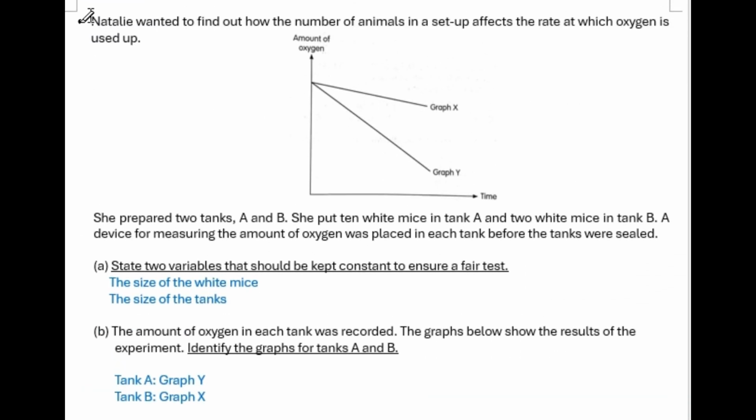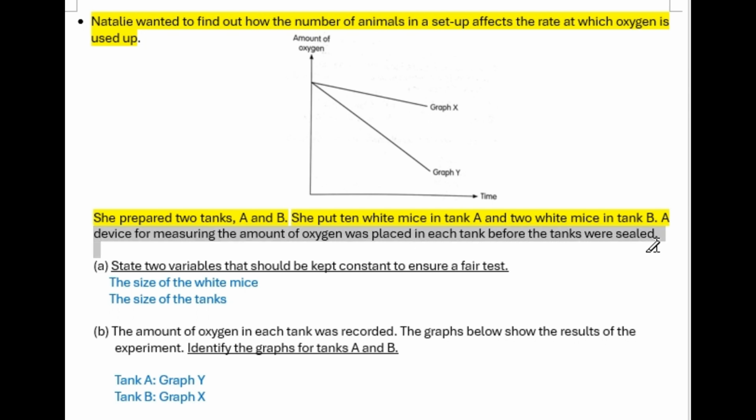Natalie wanted to find out how the number of animals in a setup affects the rate at which oxygen is used up. She prepared two tanks, A and B. She put 10 white mice in tank A and 2 white mice in tank B. A device for measuring the amount of oxygen was placed in each tank before the tanks were sealed.